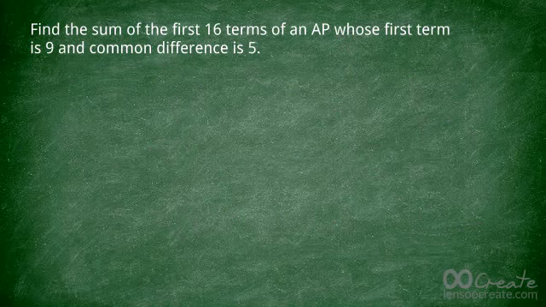Okay, go ahead and try this question. Figure out the sum of the first 16 terms of an arithmetic progression whose first term is 9 and whose common difference is 5. Hit the pause button, try the question yourself before resuming to see the solution.